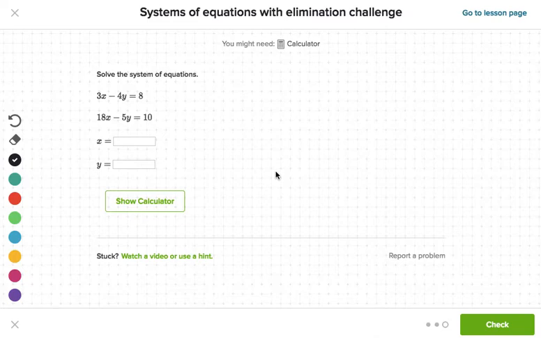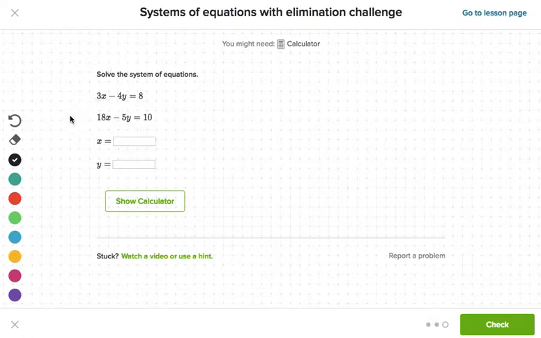Hello, today we look at systems of equations with elimination challenge. Now, the one major difference between the challenge and the previous one, which was just the systems of equations with elimination, is that before you add or subtract the equations together, first you need to multiply one of the equations so that you have something to work with.